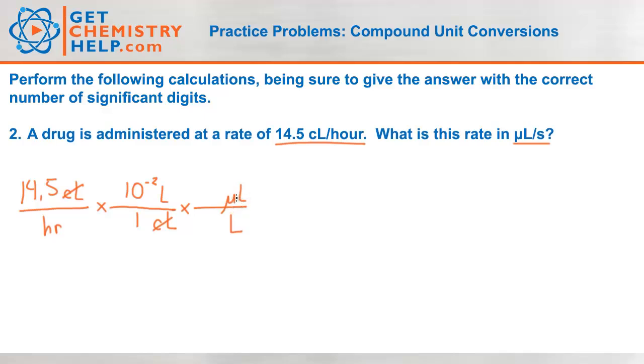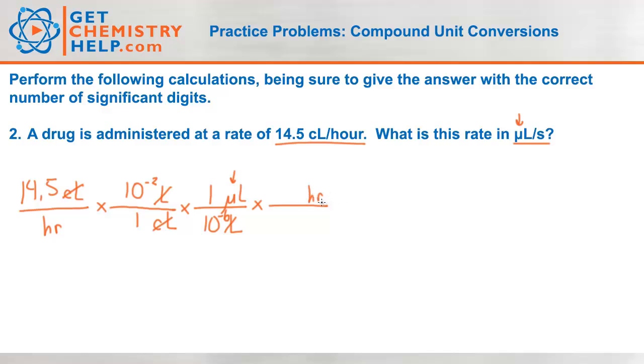Micro means 10 to the negative sixth, so will that go on top or bottom? Well, the prefix is on top, right? So the exponent has to go on the bottom, 10 to the negative sixth. That would just be a 1 up there. Okay, we're halfway there. Now we've got our microliters, which is what we wanted. Now we have to get hours into seconds. Okay, well, hours are on the bottom here, so to cancel, we'll have to put hours on top.